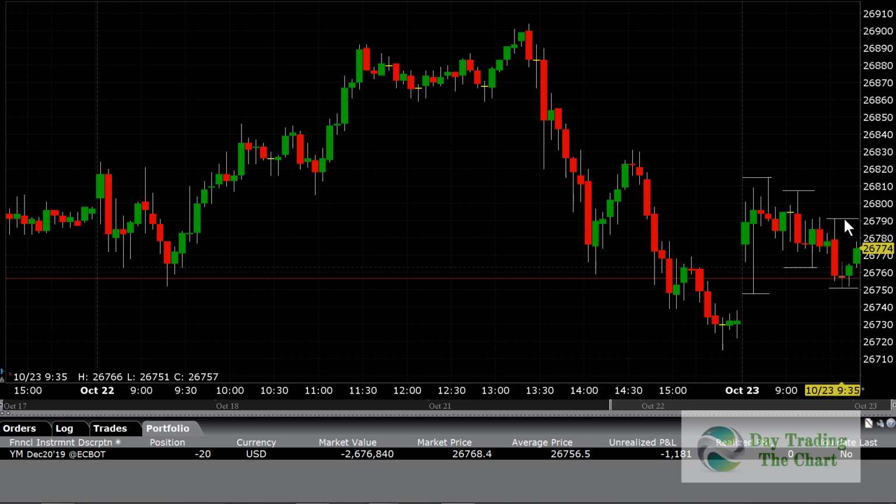Okay, we have our two new lines here. Here is the top one. Here is the bottom one. Whichever way it breaks first, we're going to take that direction. So if it breaks the top one up here, I'm going to have to reverse the position and go long since I'm already short. And if it breaks the bottom one down here, then I'm just going to hold it and go for even more ticks. Anyway, I will come back.